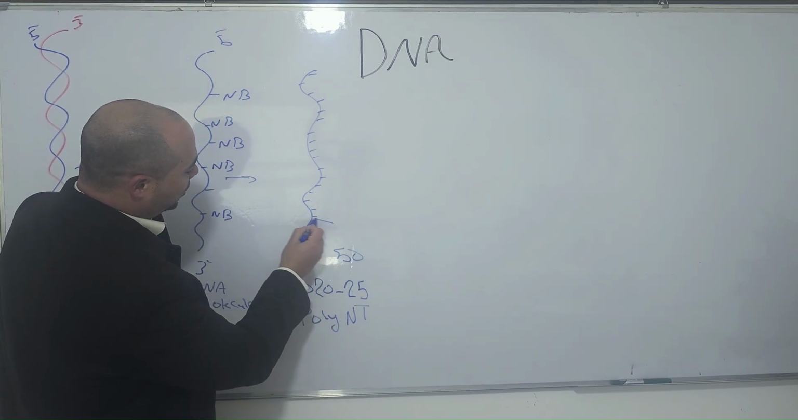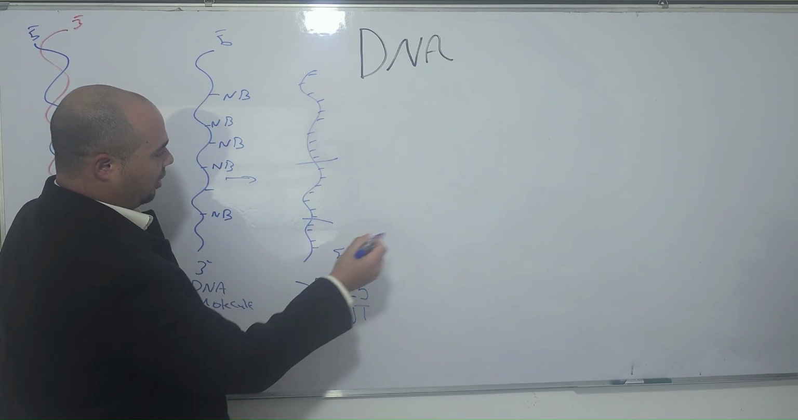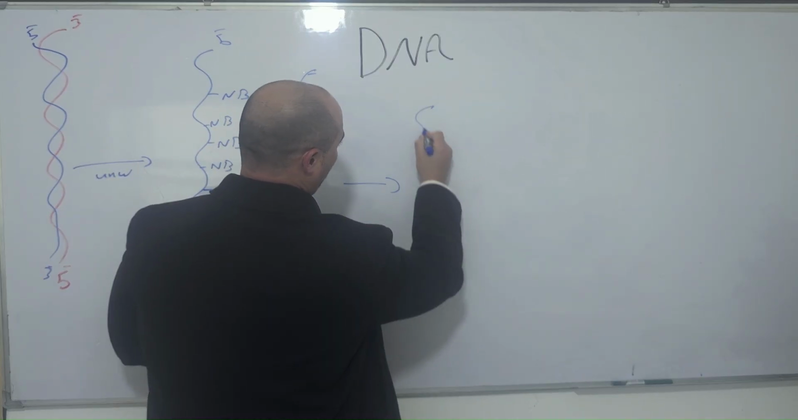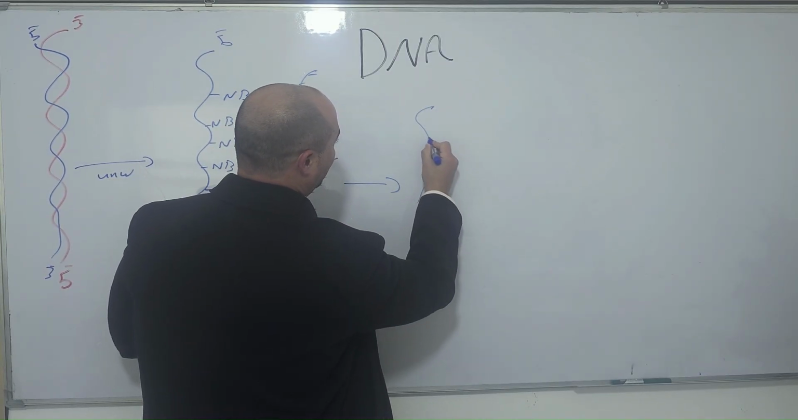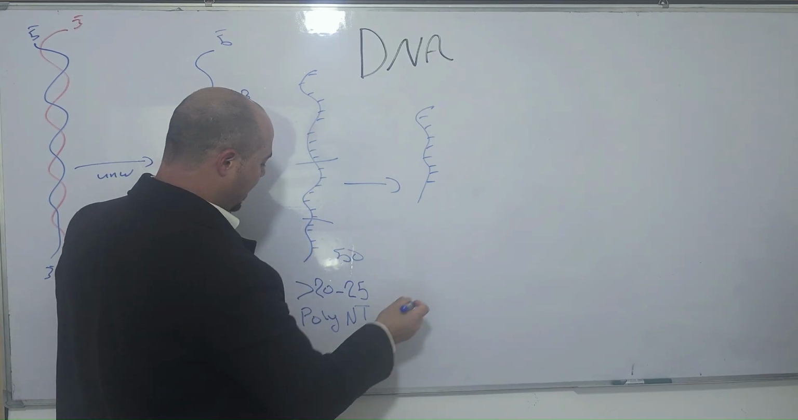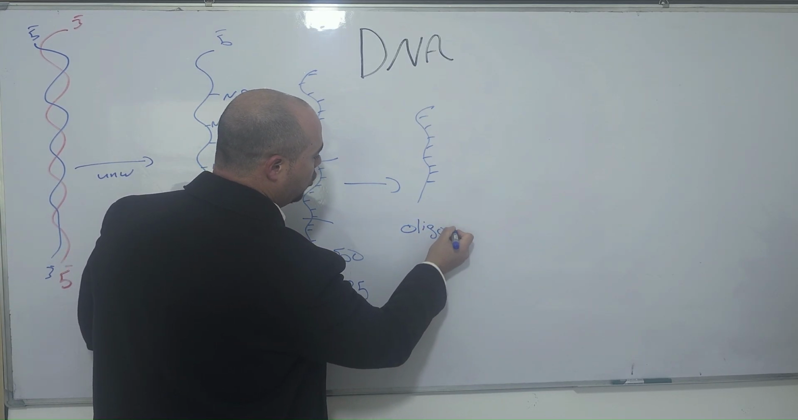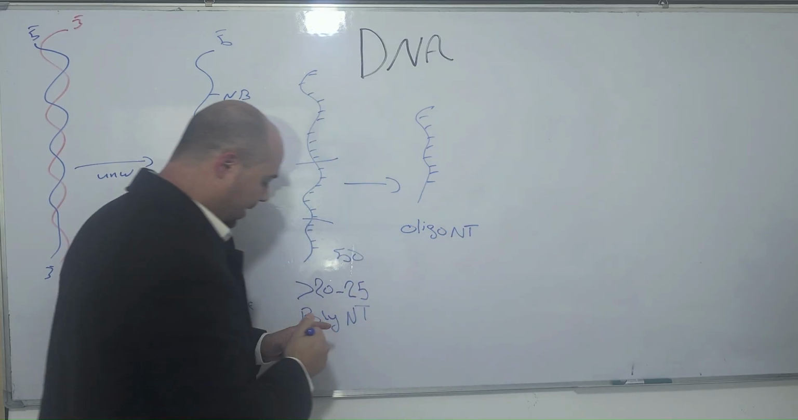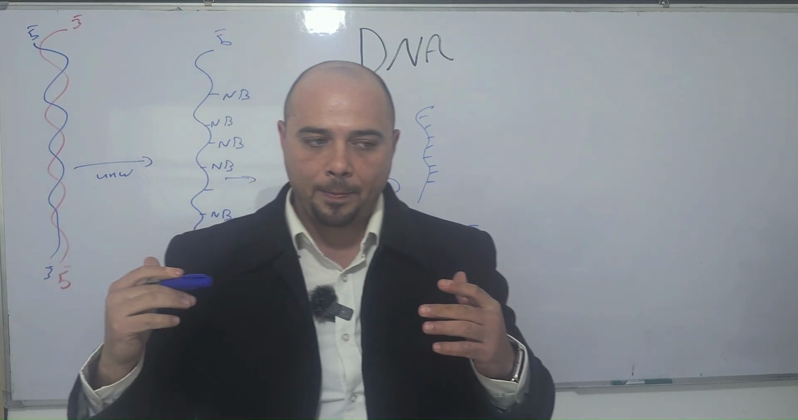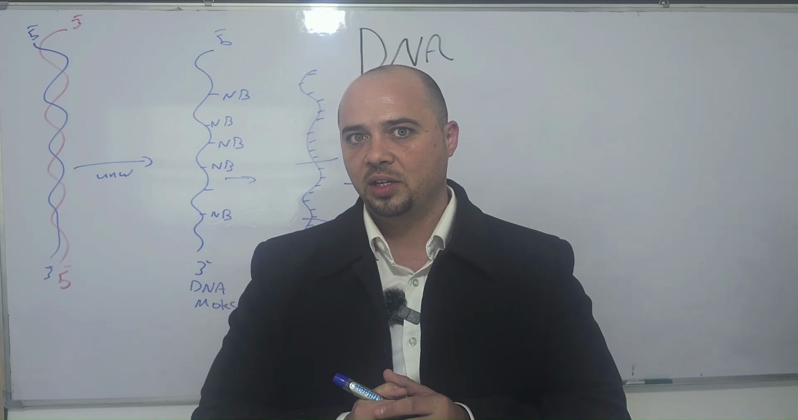Now, suppose out of these 50 nitrogen bases we take, I don't know, like 15 of them. So now we have only this small strip, and we call it an oligonucleotide. Listen, basically, I've got to tell you what a nucleotide is first.